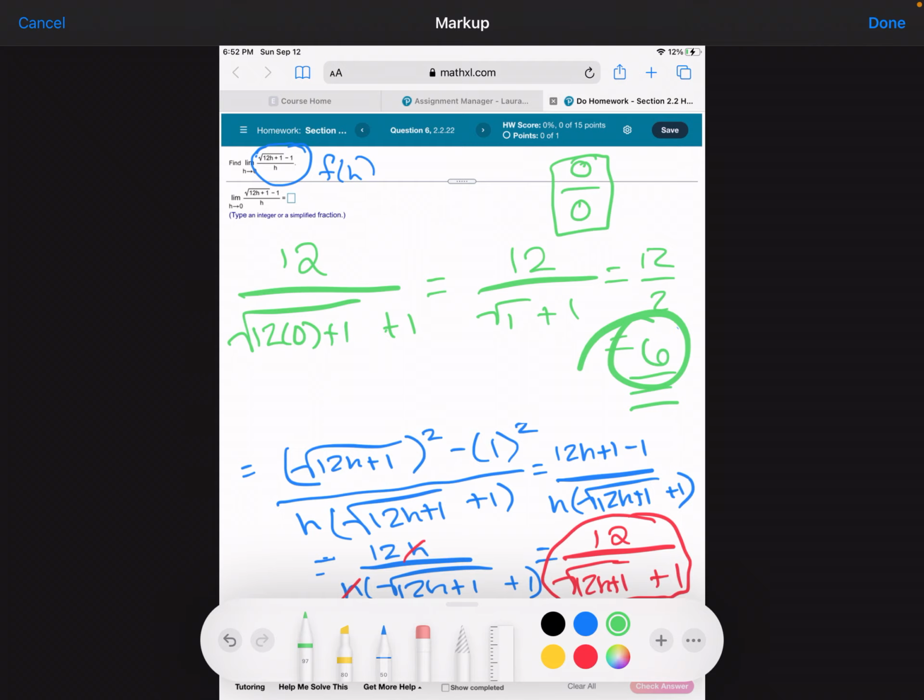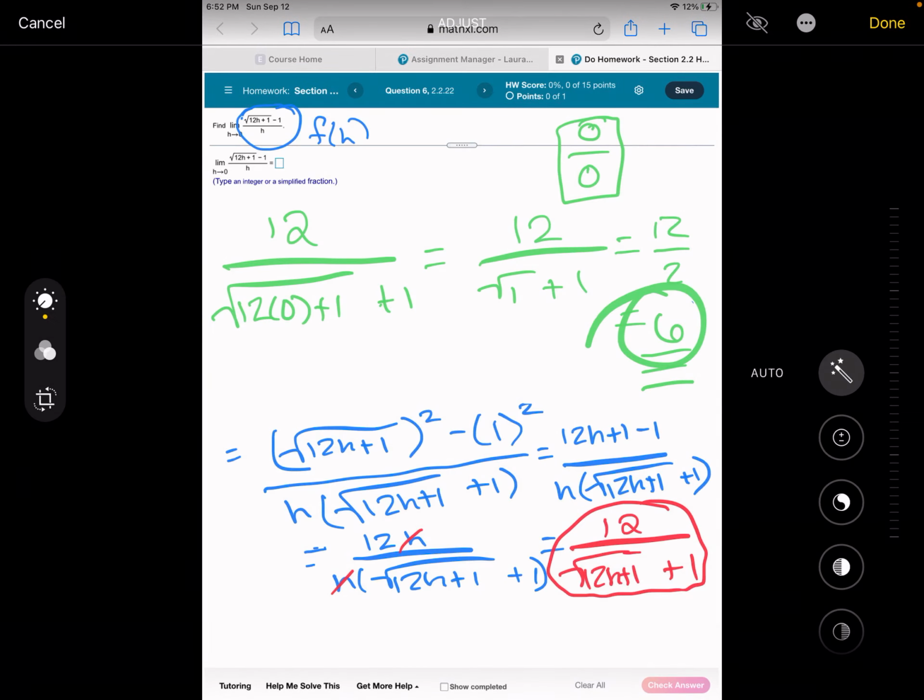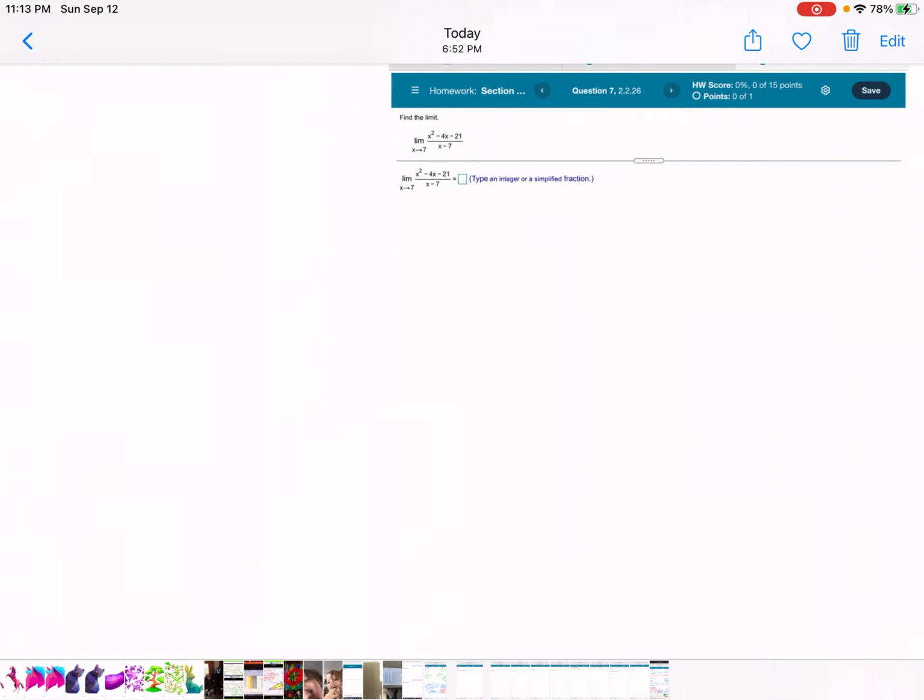Now if it's 5 over 0, that's a different story. If it was 0 over 5, that's just a 0. So it's when it's 0 over 0 that you should check out playing with it. All right, let's look at the next one.